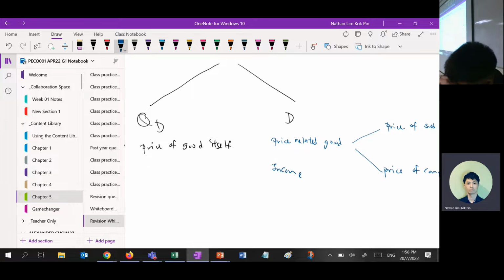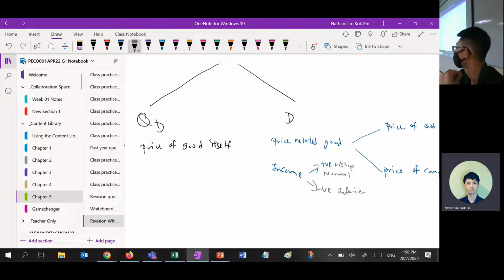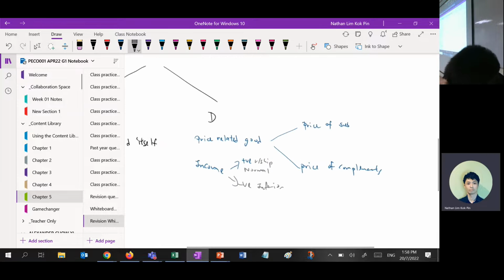Income can also be broken into two types of goods, depending on the direction. If they have the same direction, which is a positive relationship, they are normal goods. If they have a negative relationship between the income and the demand, they are inferior goods. Actually there are three. We also have necessity, but it's not so important, right? So we just skip it, right?